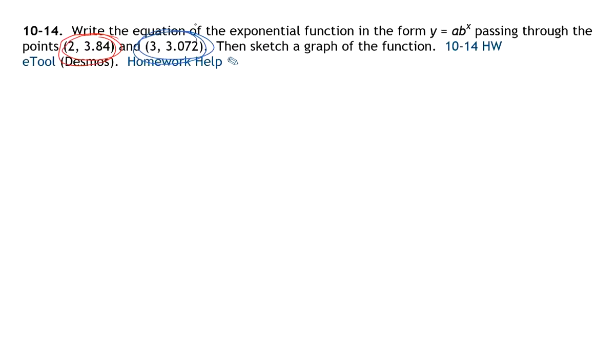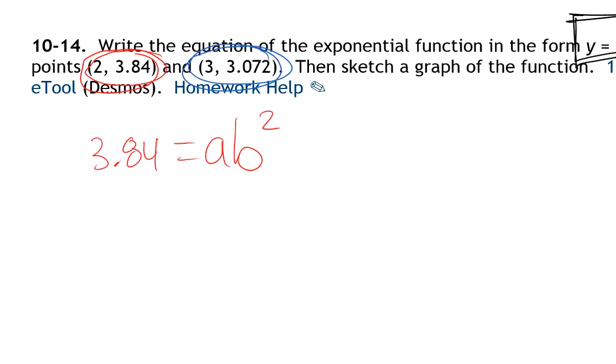But take a look at it. I'm going to write two different equations that are in this form, plugging in the x and the y from the red and the blue. So let's do the red first. The y value there was 3.84, and that equals a times b to the second power. So our strategy here is to figure out what a and b are. Once we know a, our zeroth term, and b, our multiplier, we can easily write down the equation.